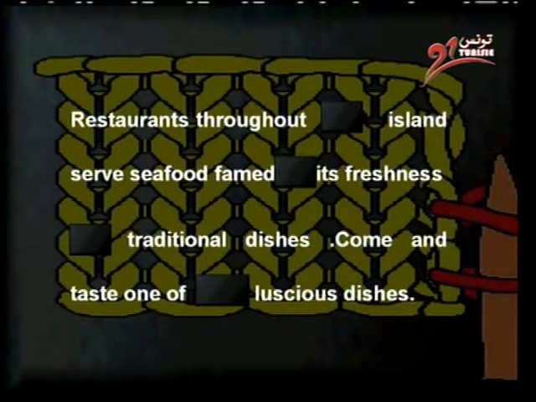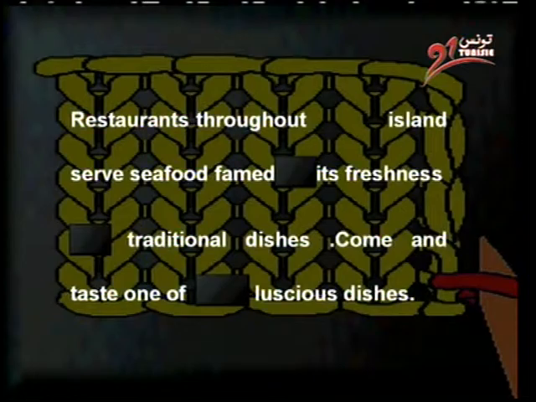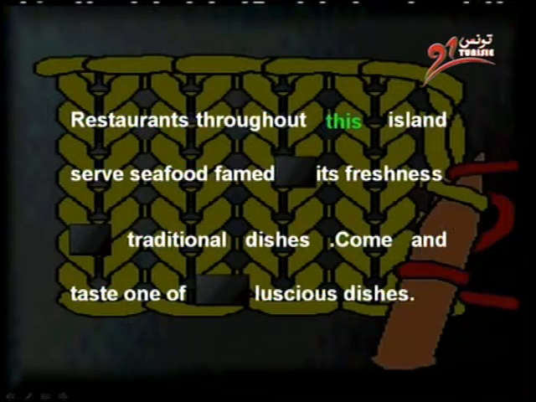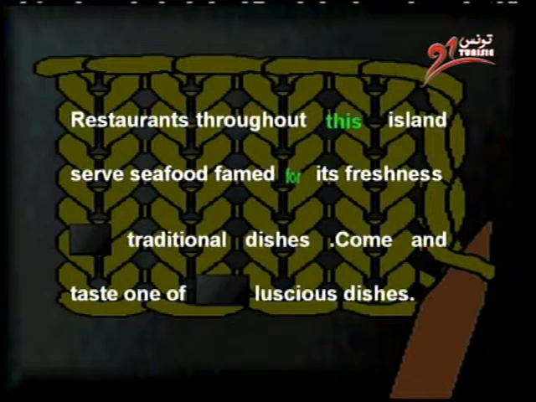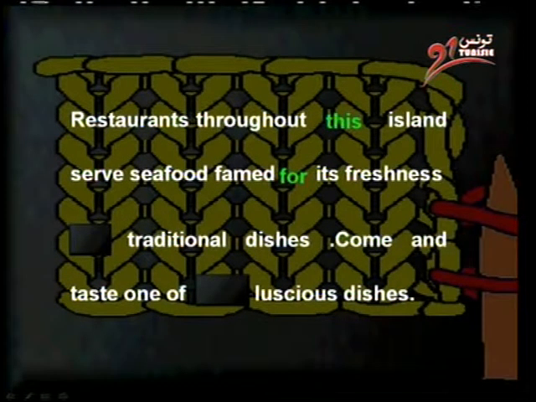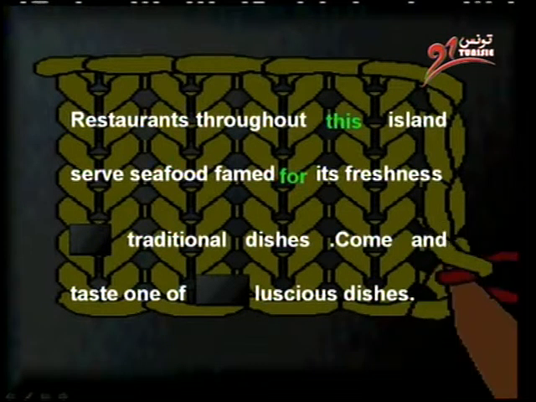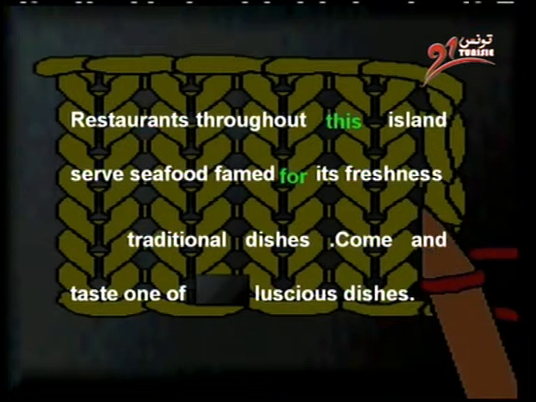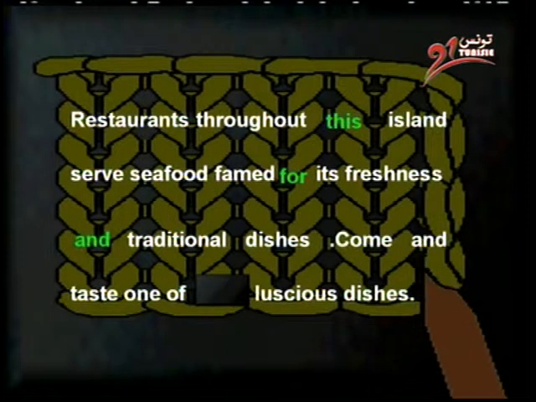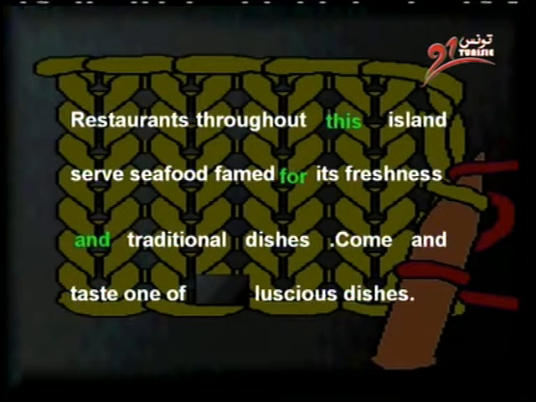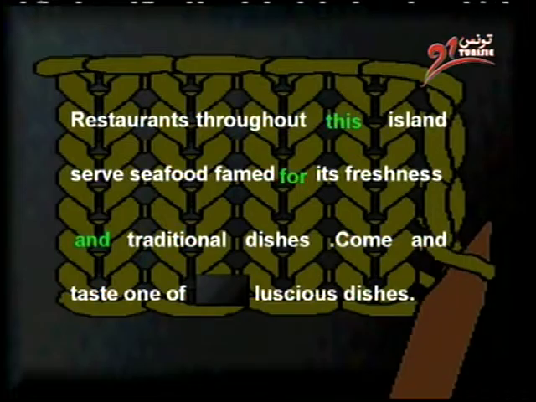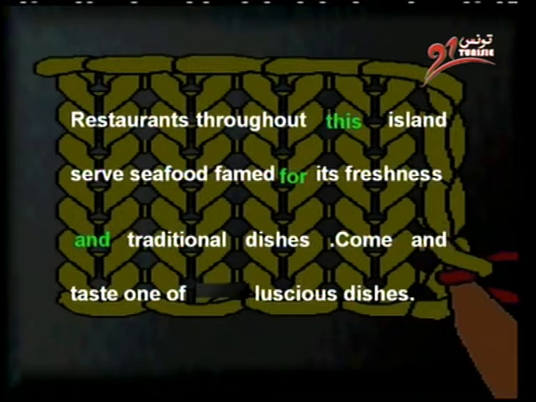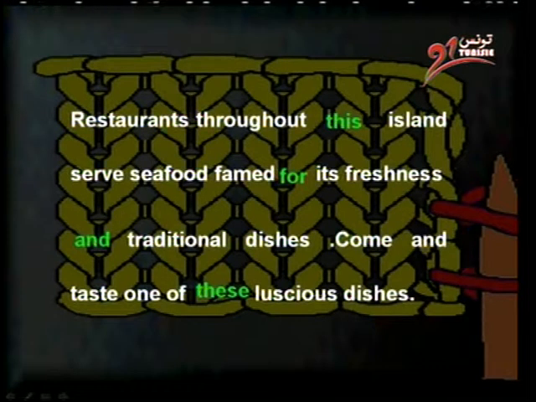Now, we can see that here there is a missing word, and the missing word is this, throughout this island, which refers to the island of Jerba. The second word which is missing: famed for its freshness. We need a preposition here to tie these two ideas, these two words, to link them. And the third problem: freshness, traditional dishes. Here also I need to add something to link the two words, and I add "and": freshness and traditional dishes. Come and taste one of luscious dishes, one of, we say the, or these luscious dishes, okay, because we have plural here.